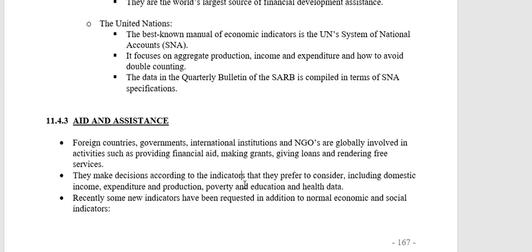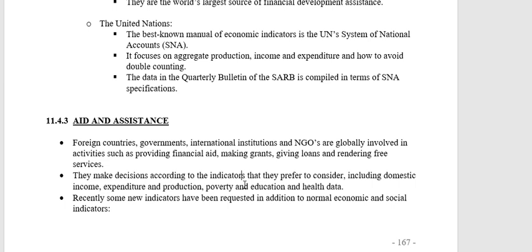Things that they would look at, for example, are domestic income, expenditure, production, or aggregates. They would look at poverty. They would look at education and health data. They look at the living standards of countries. And then obviously they will make a decision based on that. Now, they need to give financial assistance to the countries that need it the most. And to identify the countries that need it the most, they look at certain indicators.